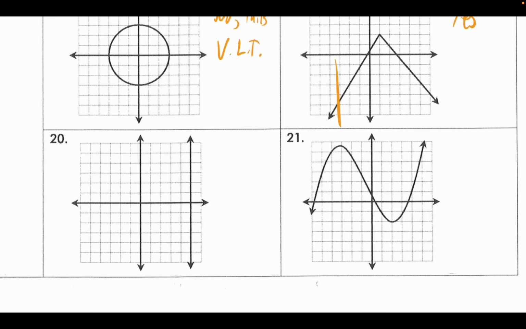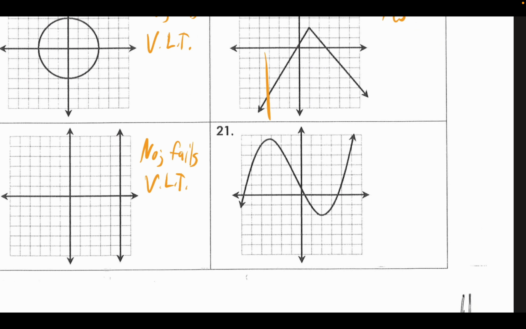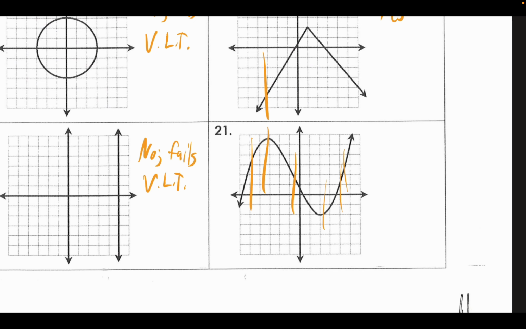Number 20, this might be tricky. Let's think about this. A vertical line would have hit more than 1 point. This vertical line is hitting a lot of points. It's hitting the entire line, as a matter of fact. And so because of that, this fails the vertical line test. And on 21, any vertical line would only hit 1 point on this one. No vertical line ever hits more than 1 point, so this passes the vertical line test, and it is a function. And with that, we wrap up Algebra 1, Section 4.1.